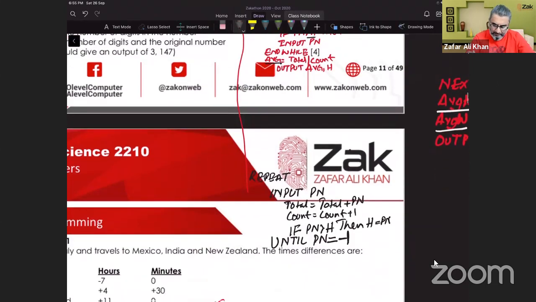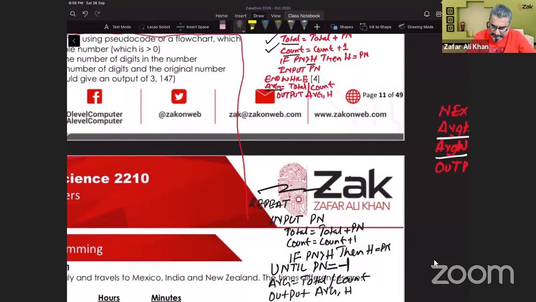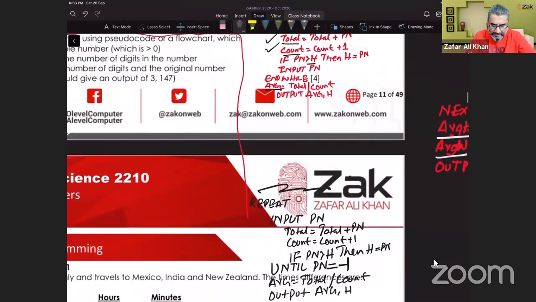Repeat input positive number, total is equal to total plus positive number, and once we get out we will output average. Average is equal to total divided by count, and output average comma highest, and we will do the same initialization. So it's just that simple.